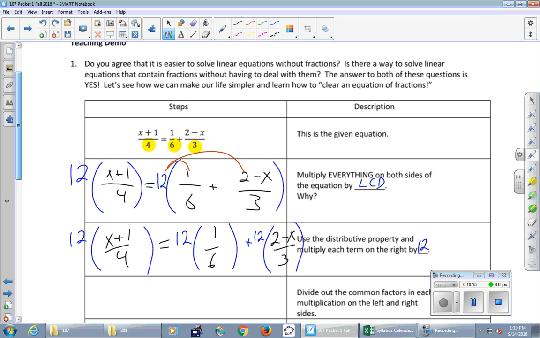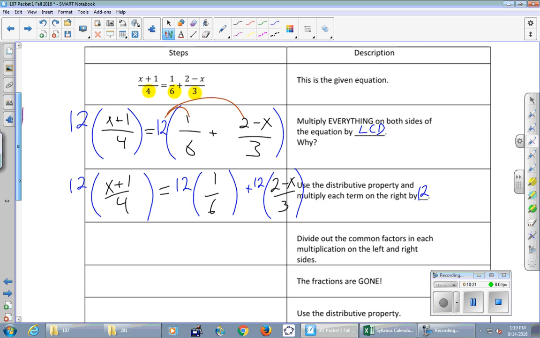Okay, and now Ivy had the right idea. We're going to reduce. The first fraction has a 12 on top and a 4 on the bottom. What do they become? 3 and 1. Great, and we're not going to write the 1 in the next step. And the middle fraction, 12 and 6, become 2 and 1. And the last fraction, 12 and 3, 4 and 1.